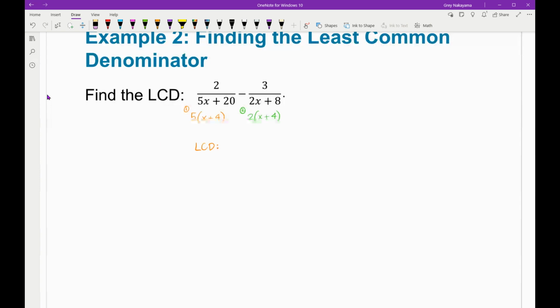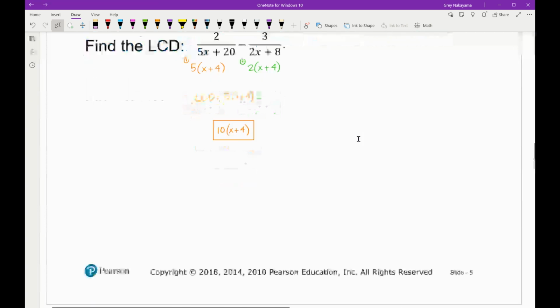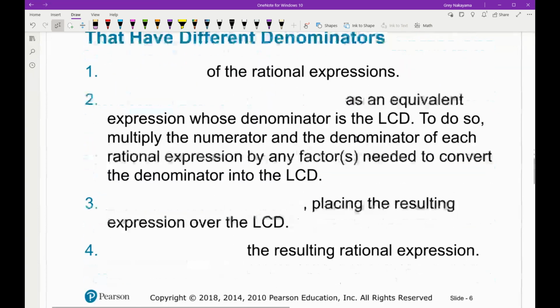So my LCD is going to be, I write what I see in the first one, and then what is different. Only what's different, y'all. X plus 4 is already here, so I don't write this one again, but there's no 2 over here. So technically I'm writing a 2 down here, but in my answer, I of course need to simplify that and multiply the 2 times the 5 to get 10 times x plus 4.